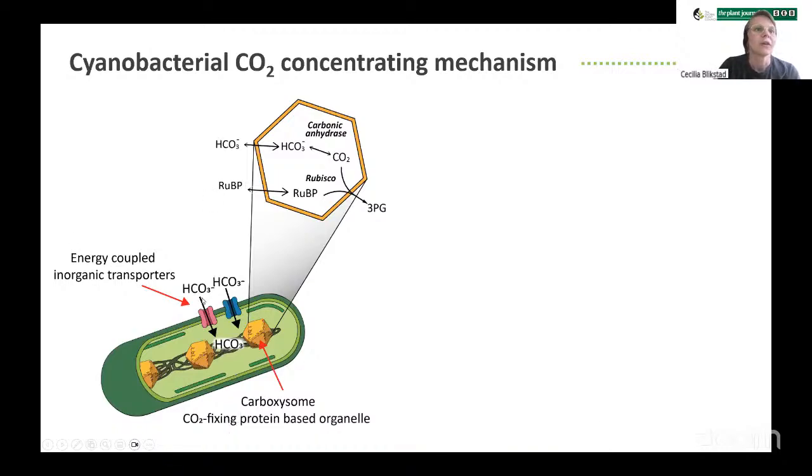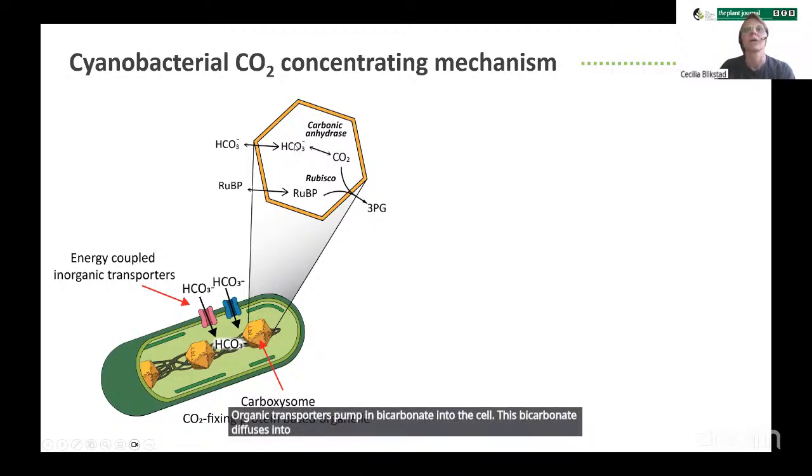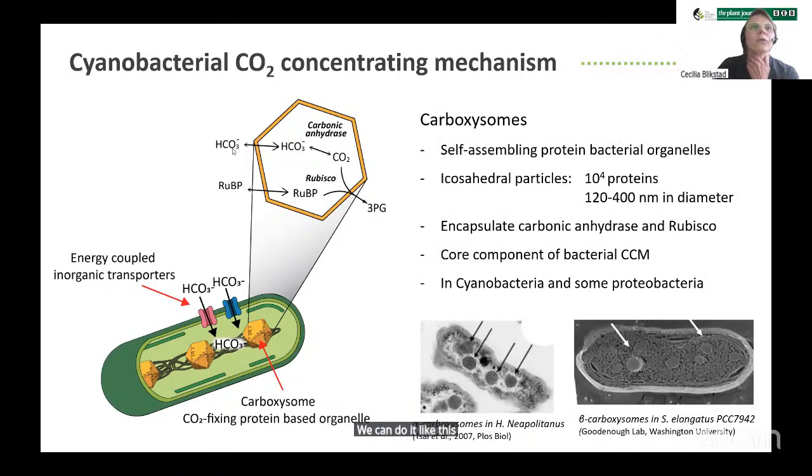So in the CCM, the inorganic carbon transporters pump bicarbonate into the cell. This bicarbonate diffuses into the shell of the carboxysome through pores, where the carbonic anhydrase converts it to CO2, which then is the substrate for rubisco.